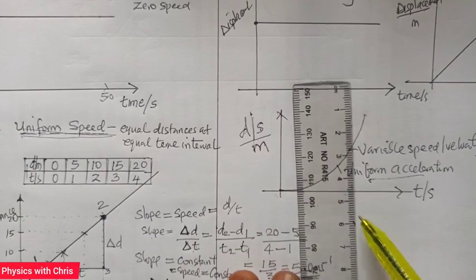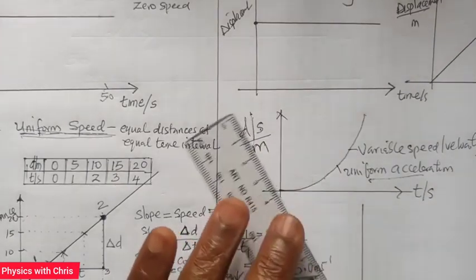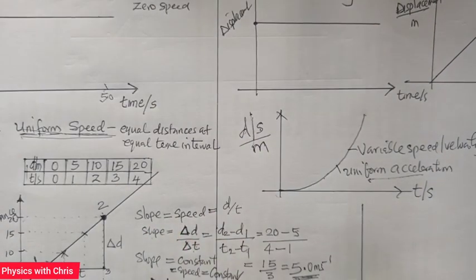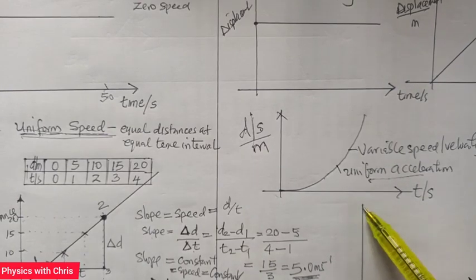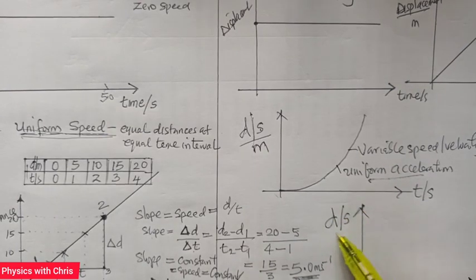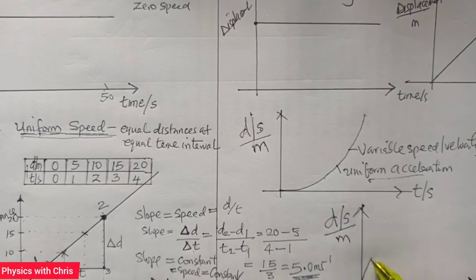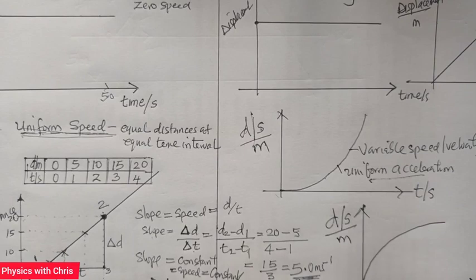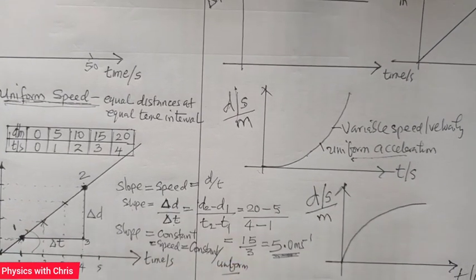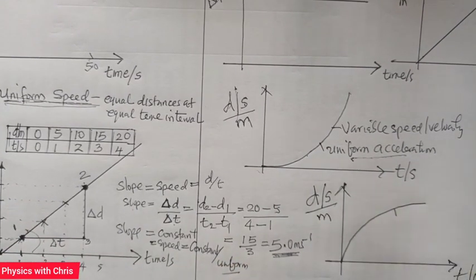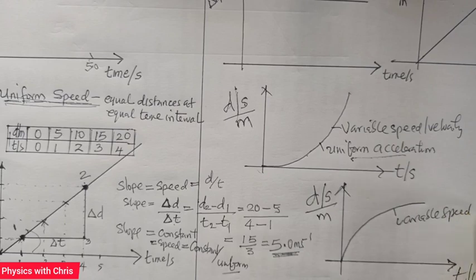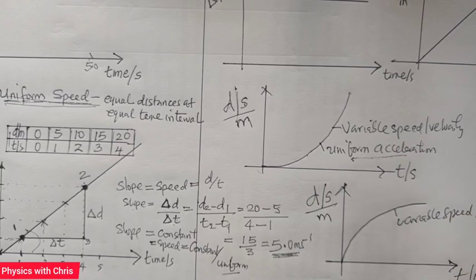I can also show you that for a uniform deceleration, still from a distance or displacement time graph. So this is a distance or displacement time graph in meters. Then I have time. So for that one, it will look like this. When the graph curves continuously downwards, you can see this is a graph of variable speed or velocity, where the velocity reduces at a constant rate.